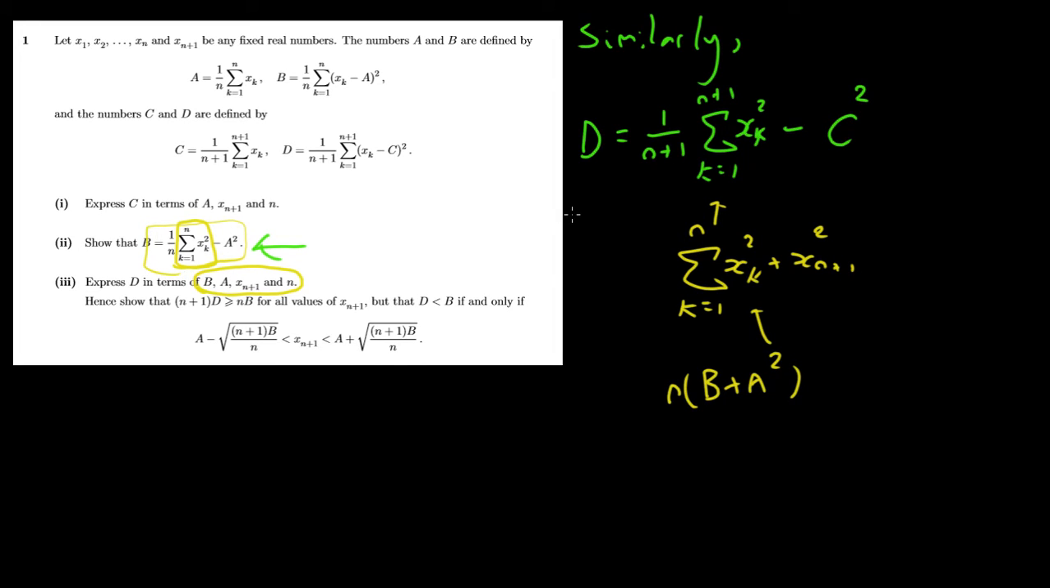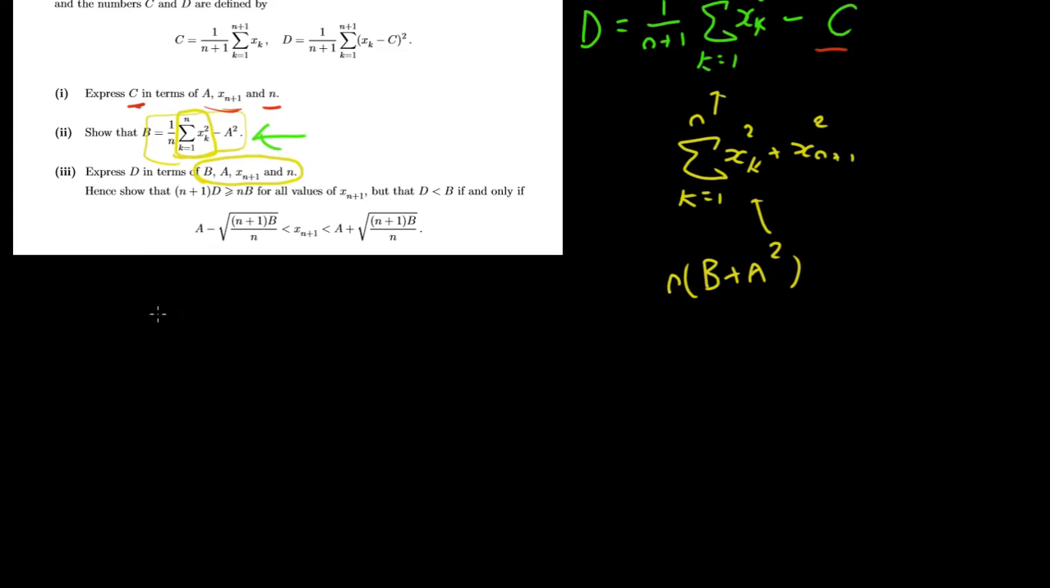Alright, so now we have an expression for d because we already expressed c in terms of a, x plus 1, and n. We already did that at the beginning, so we have an expression for that. So let me try and write down d in one line. It's going to be pretty messy, but here we go. So d is 1 over n plus 1 times that sum there, which we worked out to be n b plus a squared plus x n plus 1 all squared. Alright, so that is the first bit.